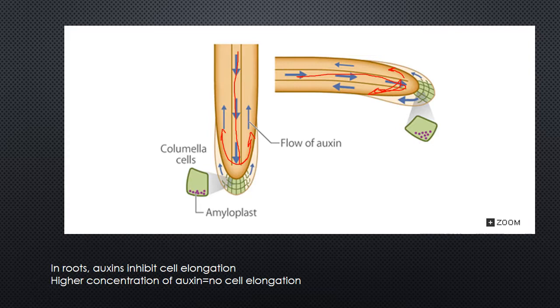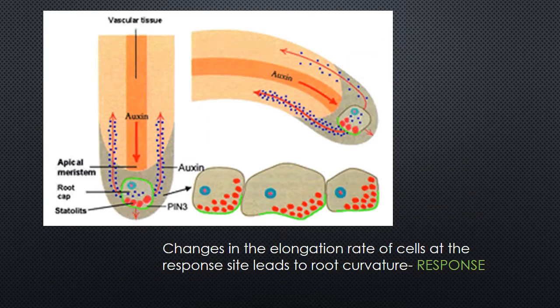Now, on the higher concentration side, which would be the side closest to down, there is an inhibition of cell elongation, and the top portion continues to grow at its regular rate, and the resultant growth is down. So if we look at our change in elongation rates of the cells at the response site, like we said, those on the bottom grow less, those on the top grow more, and so this is our response portion of gravitropism.